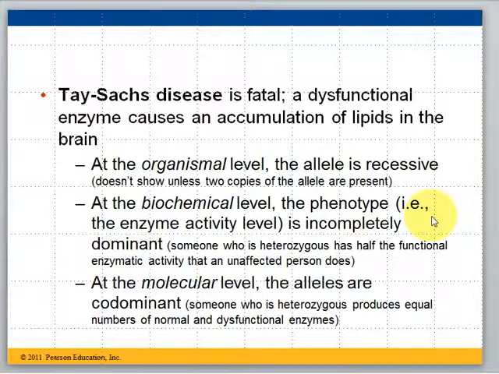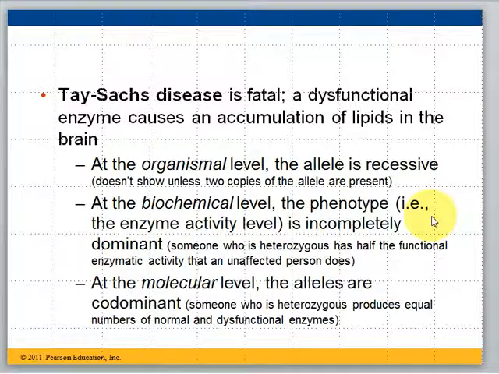There is a disease in humans called Tay-Sachs disease. It is a fatal disease. It's a dysfunctional enzyme that causes an accumulation of lipids, fats, in the brain, and it can lead to your death. So if you have Tay-Sachs disease, you have an enzyme that doesn't work inside your body, and that allows for this buildup that can eventually cause problems and lead to your death. The disease is only seen or manifests itself when the child is homozygous for the trait. In other words, the child has received the allele for this mutation from both parents.